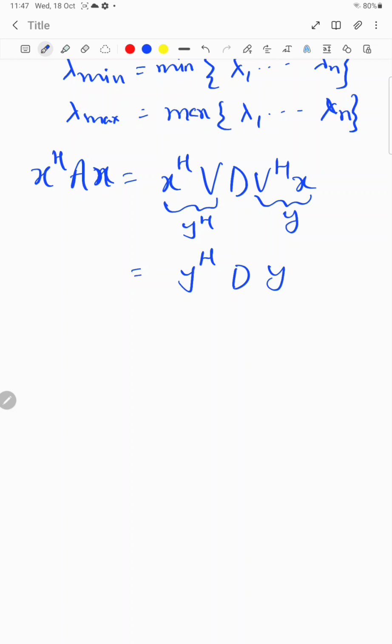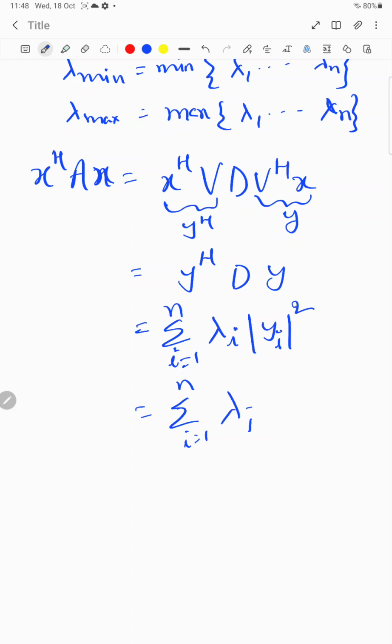Since D is the diagonal matrix, we should note that y is a vector: y Hermitian is a row vector, y is a column vector. So this is a quadratic expression, which can be comfortably written as the summation i equal to 1 to n, n elements, with the diagonal elements being the eigenvalues. That would be the eigenvalue times the ith element squared. Remember, y is V Hermitian x. So if we write it back, summation i equal to 1 to n lambda i times the ith element of V Hermitian x, squared. This is what x Hermitian Ax is equivalent to.